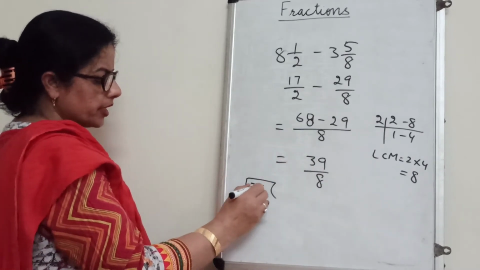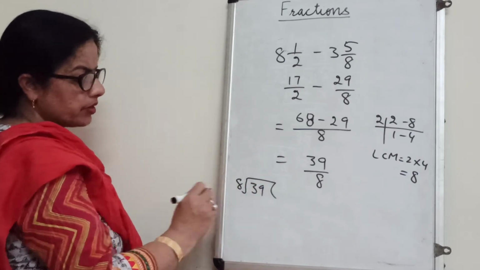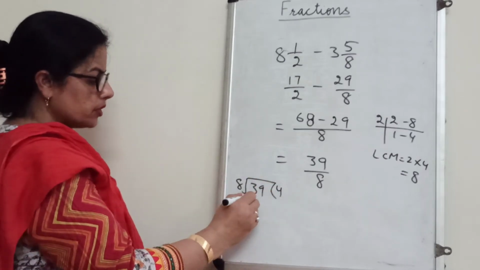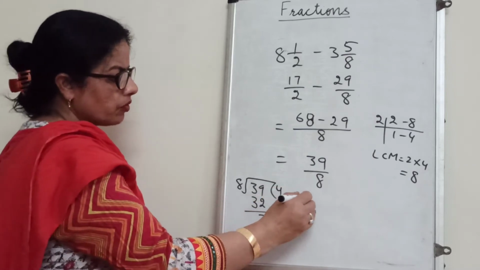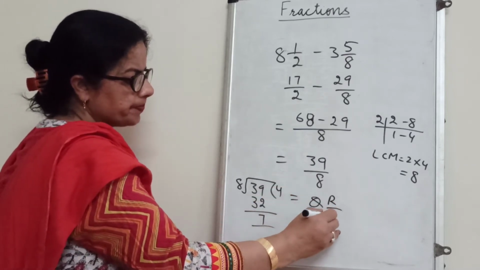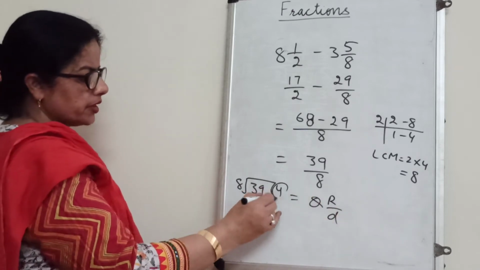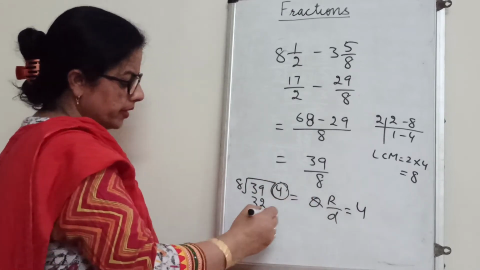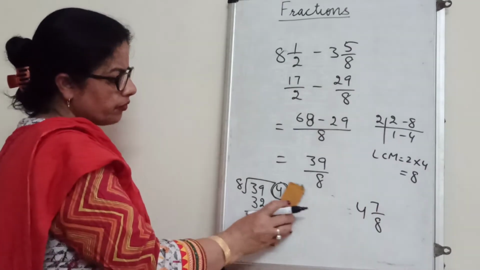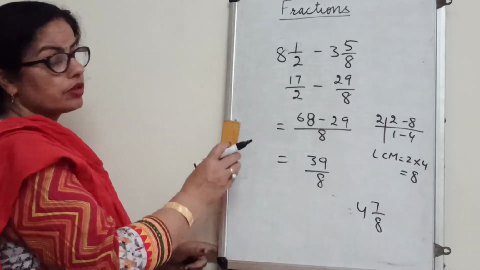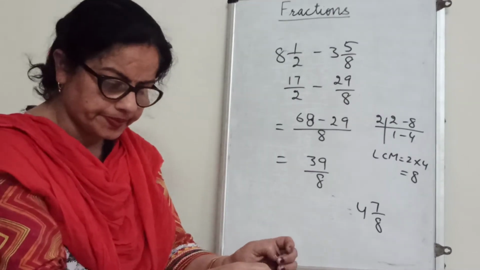You can divide 39 by 8. 8 4s are 32. First we write the quotient, then the remainder. What is the quotient here? 4. The remainder is 7 by 8. We will write 4 and 7 by 8. In this way we can subtract.